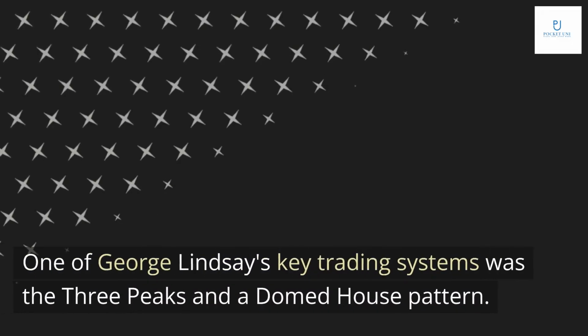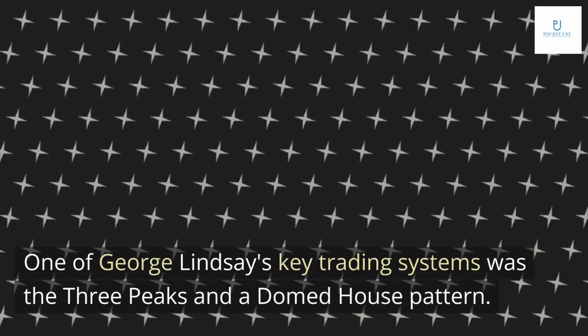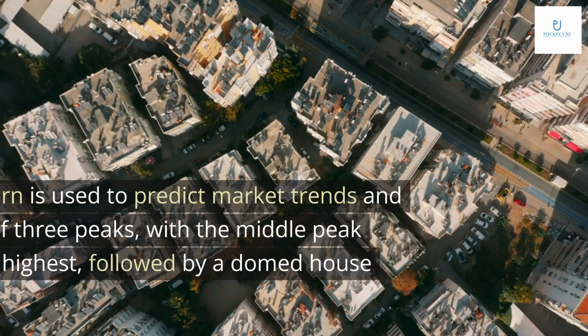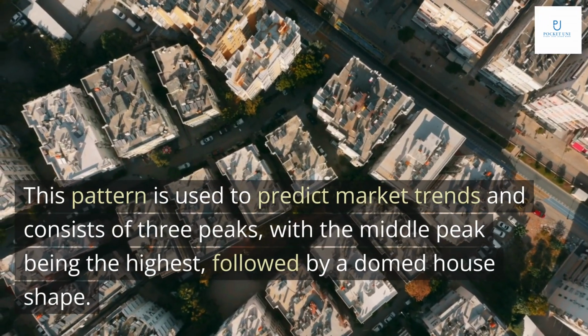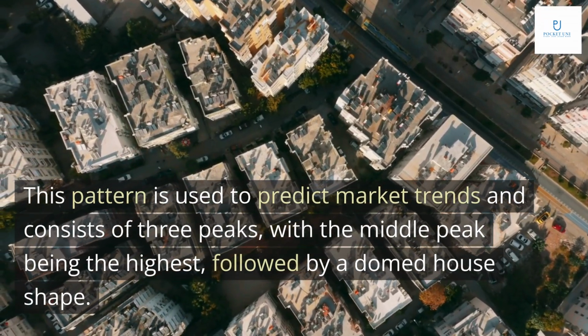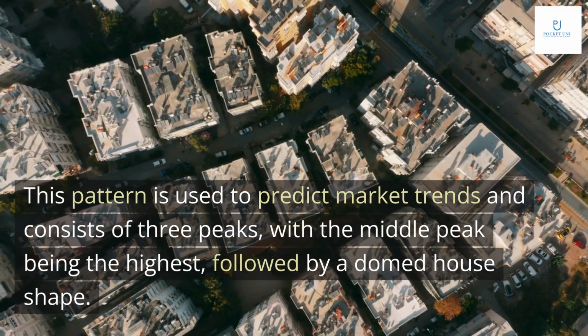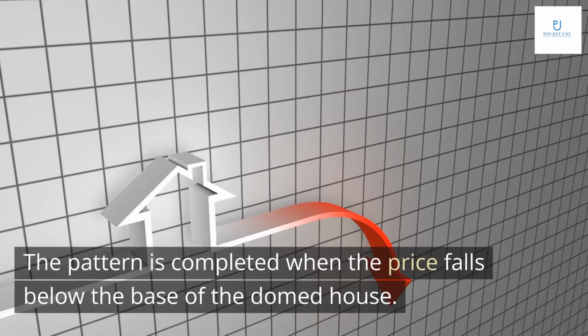One of George Lindsay's key trading systems was the three peaks and a domed house pattern. This pattern is used to predict market trends and consists of three peaks, with the middle peak being the highest, followed by a domed house shape. The pattern is completed when the price falls below the base of the domed house.